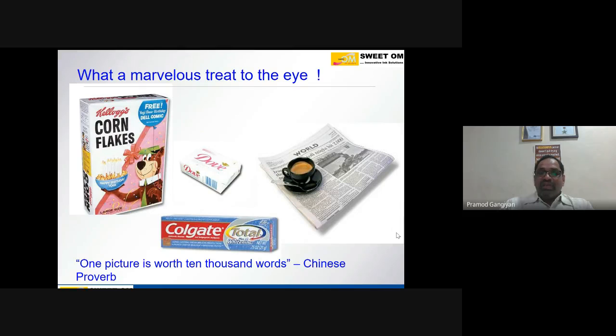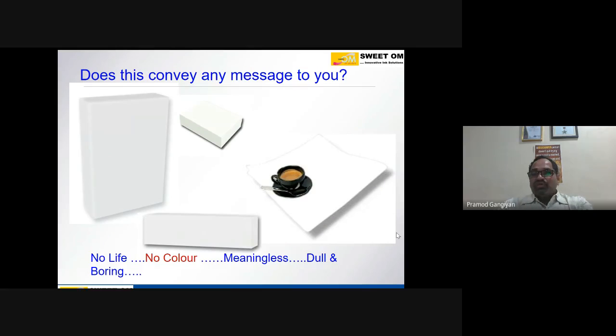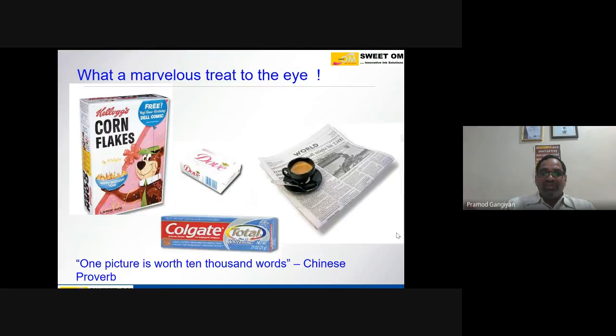Like here, what is below this cup, you do not know. What is this bottom brick, you do not know. What is this left brick, you do not know. But the moment you say, oh, this is cornflake, this is toothpaste, or this is paper, newspaper inside it. Okay.